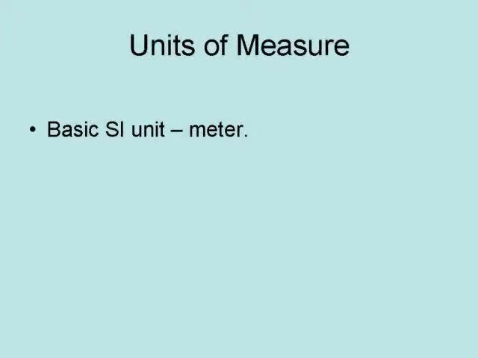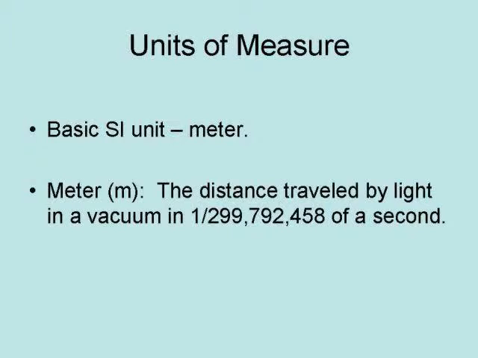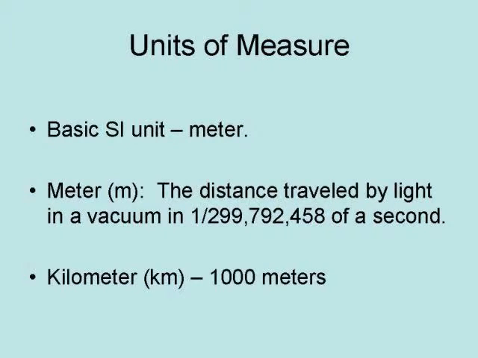The basic SI unit for measuring space is the meter. A meter is the distance traveled by light in a vacuum in 1/299,792,458ths of a second. And a kilometer is 1,000 meters.